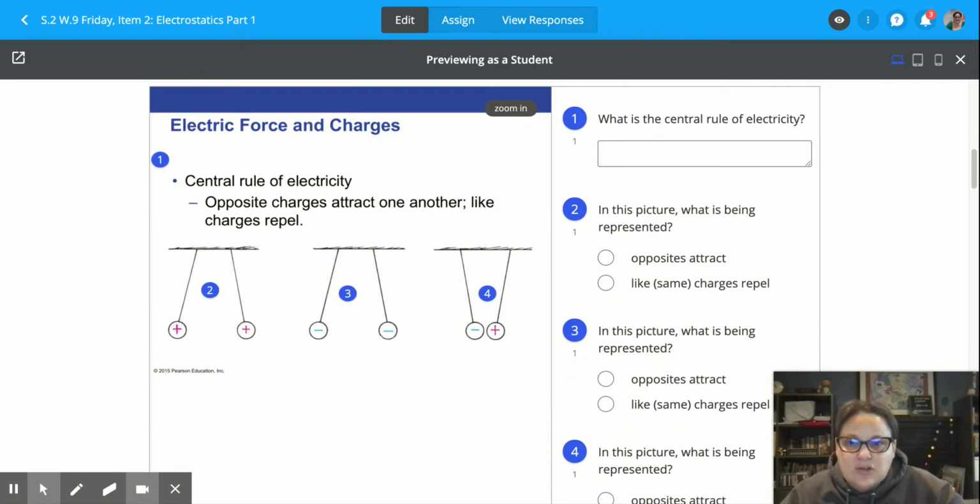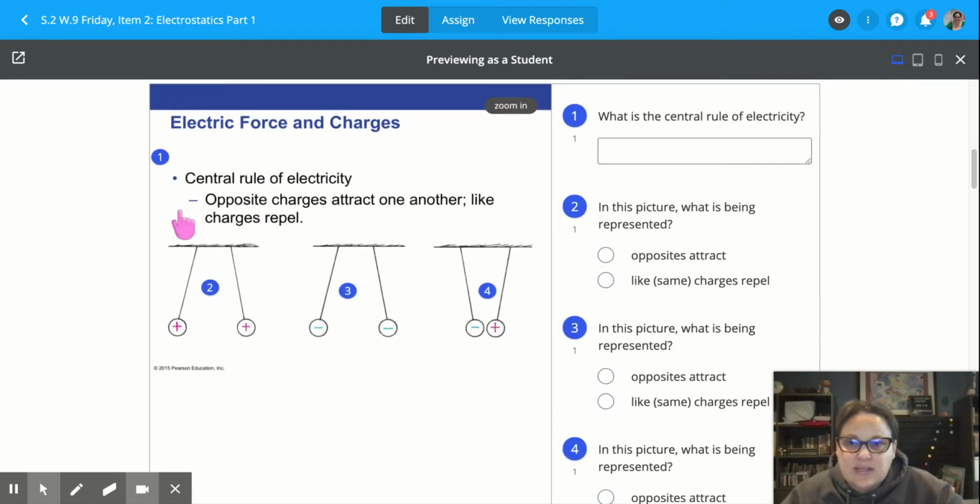Electric forces and charges. The central rule of electricity is that opposite charges attract one another and like charges repel. So you've most likely heard the term opposites attract, but maybe not in the context of physics. And that is what we're studying. In physics, and actually chemistry too, opposites attract, sames repel.